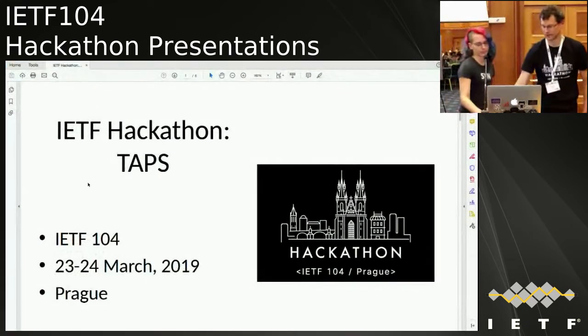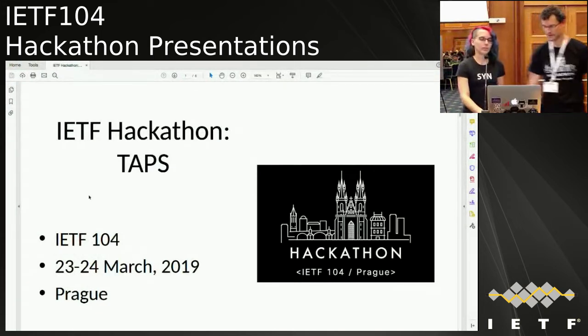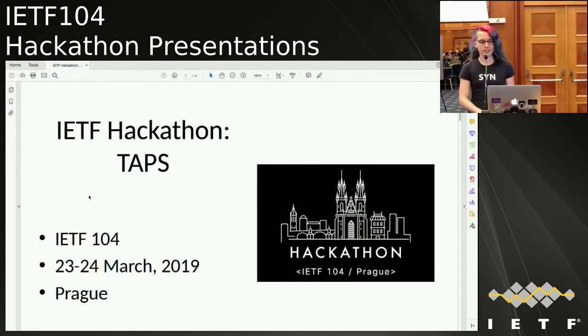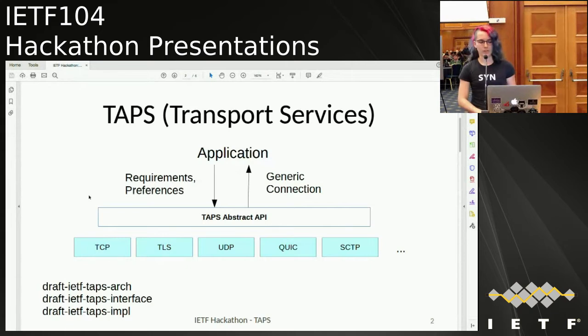Hello, I'm Teresa and I'll present TAPS. TAPS is for transport services, and the idea is that we're providing an abstract API, or a common abstraction, on top of different transport protocols. For example, an application specifies some transport services it needs, such as reliable in-order data transfer, and the transport system underneath will figure out whether to use TLS over TCP or whether to use QUIC. There can also be other transport services that are supported in other transport protocols.